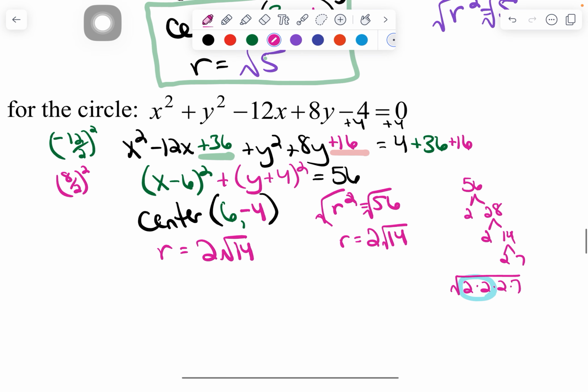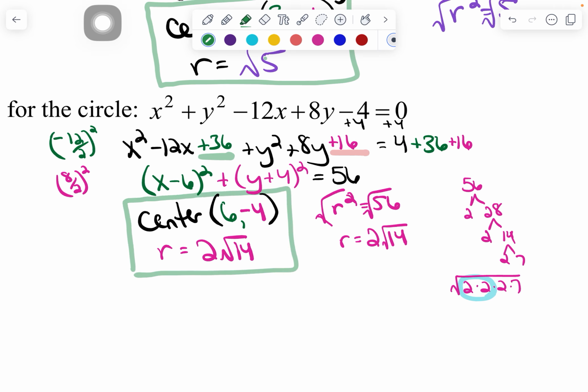Okay, so in this case, we actually had to deal with that square root and simplify it, which is fine. Things I've been asking you to do for a while. Okay, so this is going to be the end of Notes 101. There were 3 questions on circles, this whole concept of completing the square.